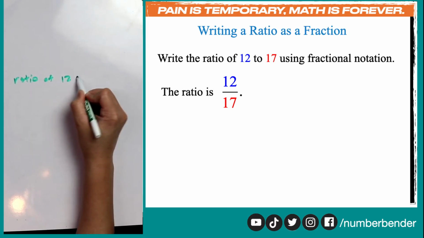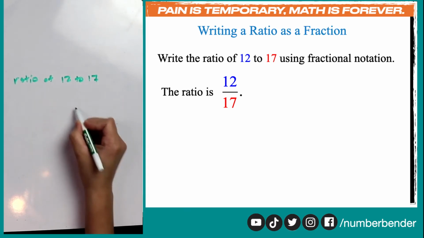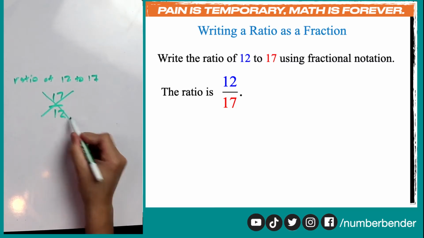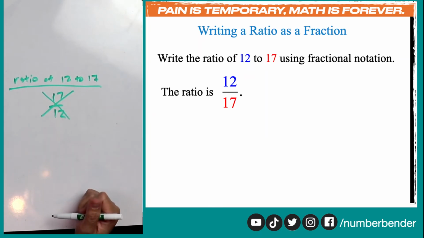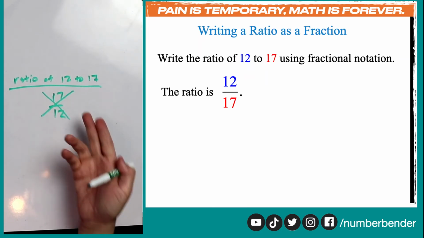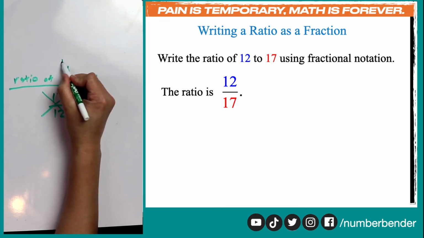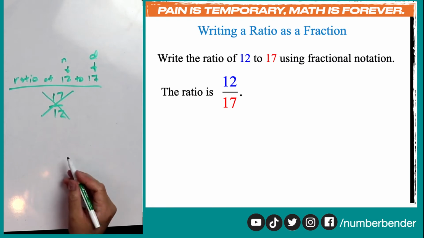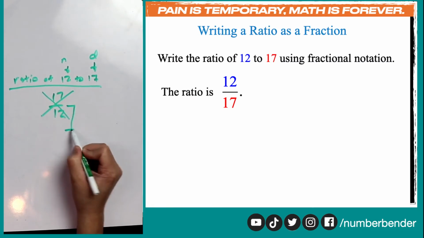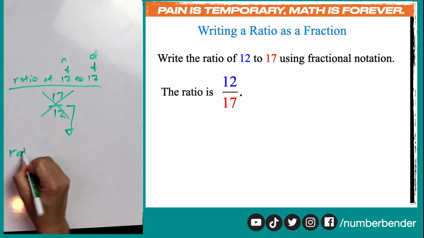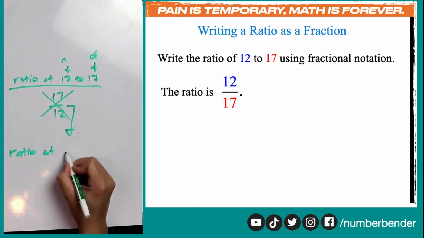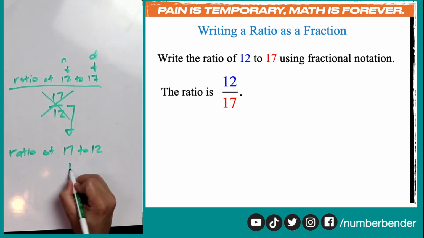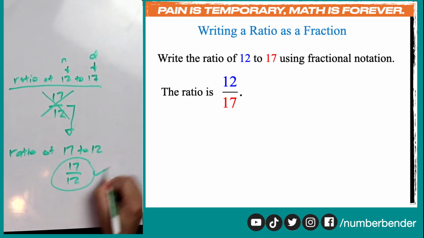However, if we write the ratio of 12 to 17 into 17 all over 12, this is not a representation of the verbal statement ratio of 12 to 17, because 12 needs to be your numerator and 17 is going to be your denominator. So to write 17 all over 12 correctly, it should have been ratio of 17 to 12 to be able to write a fraction similar to this one.